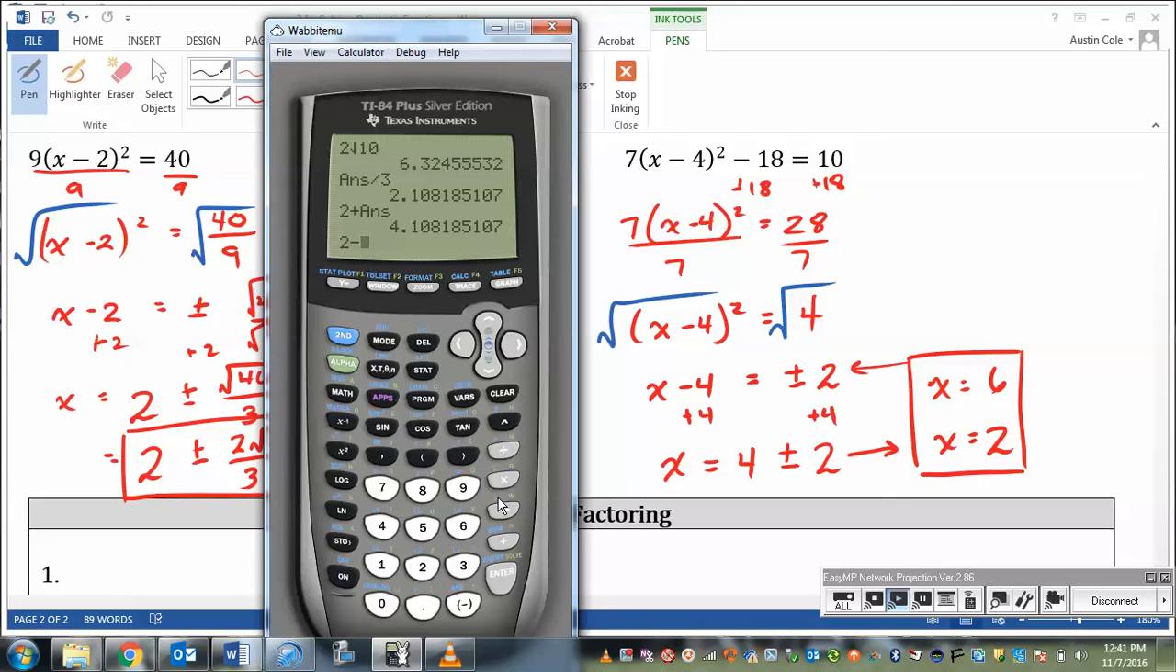Any questions there? Where do you think the graph's going to cross the x-axis if we graph that thing? At 2 plus this number, and 2 minus that number. So it's going to be 4.108 and, 0.108185. Those are going to be the 2 locations. Questions there?